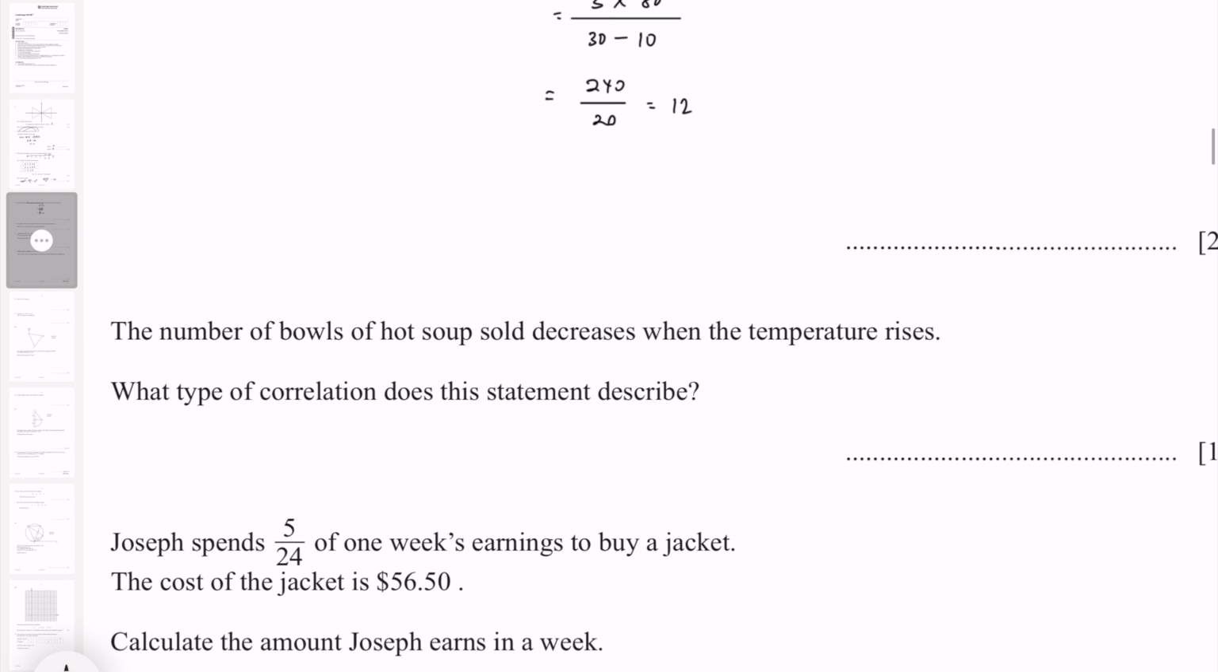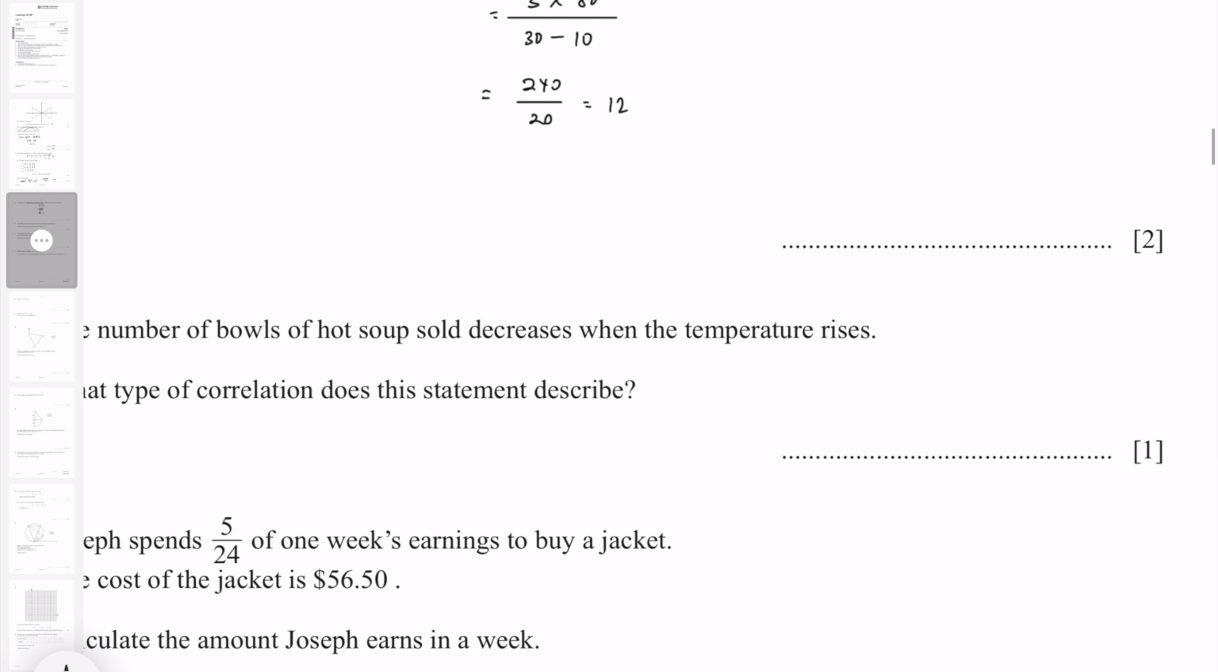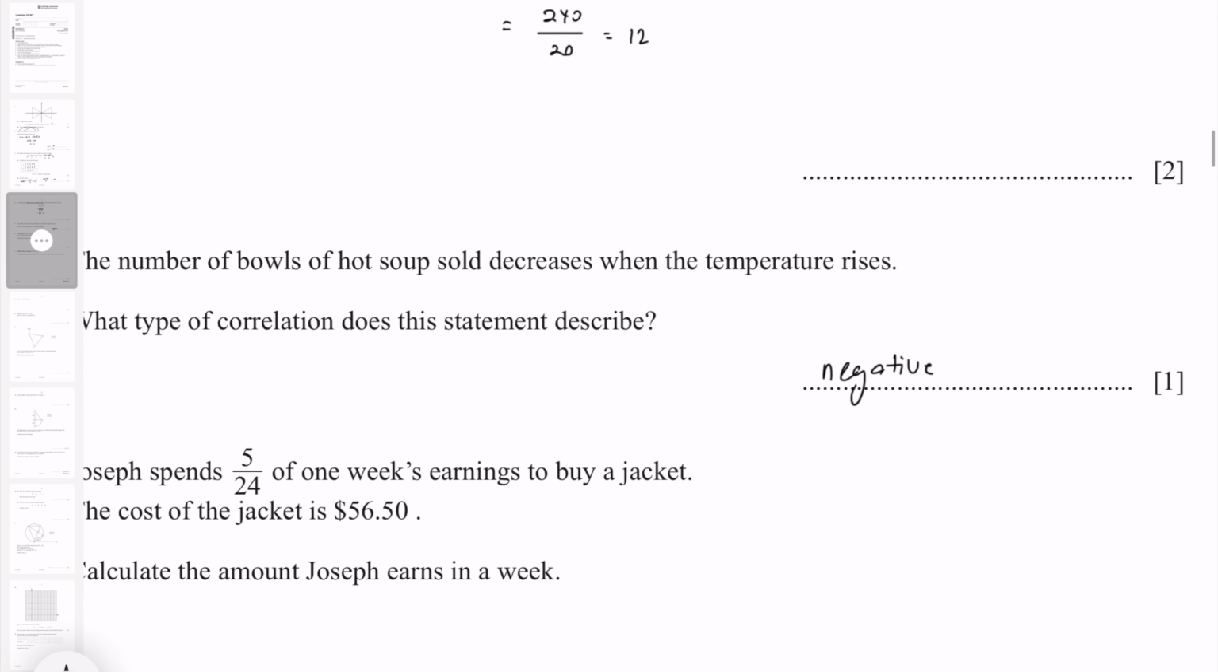The number of bowls of hot soup sold decreases when the temperature rises. What type of correlation does this statement describe? This is a negative correlation. If they are going in the opposite direction, one rises, the other one decreases, it's always negative. If they're going in the same direction, they rise together or they decrease together, then it's positive.